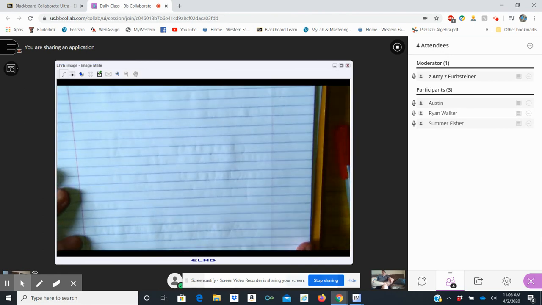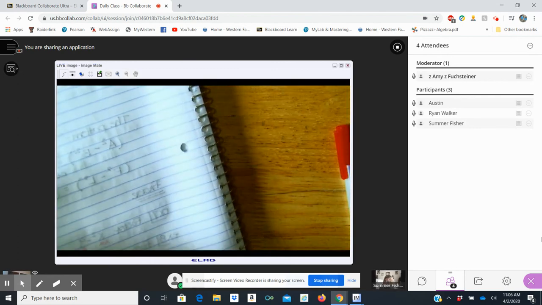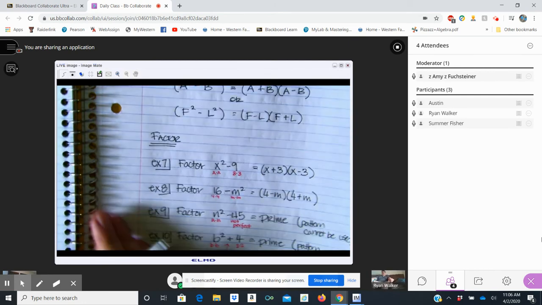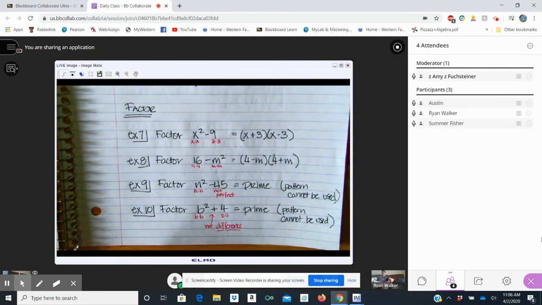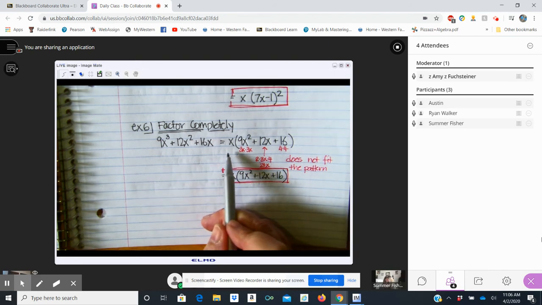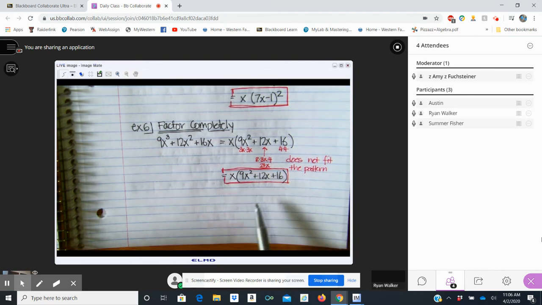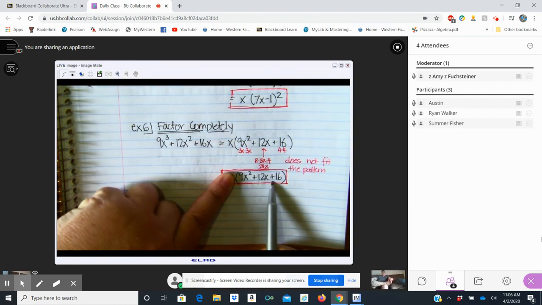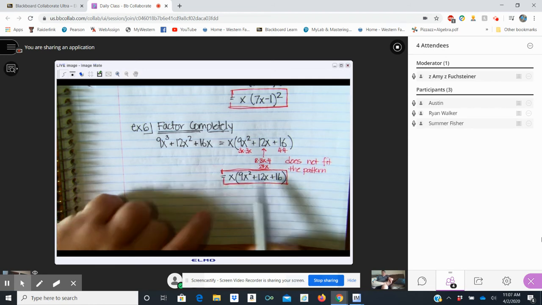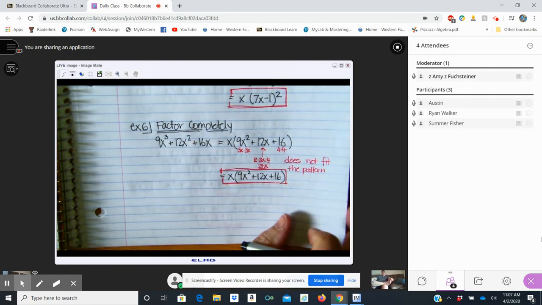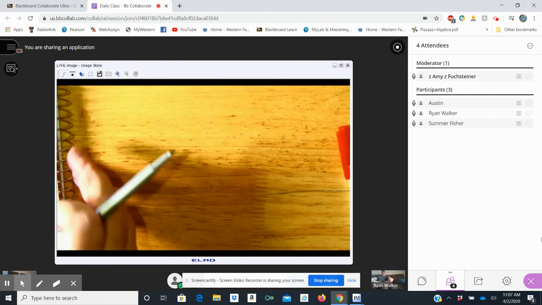So, example, on the other side that we did, the 9x cubed plus 12x squared plus 16x, that one's not prime, because I was able to factor out an x. If they had just given me this to factor, we would have said it was prime. But because we were able to take an x out initially, this problem was not.